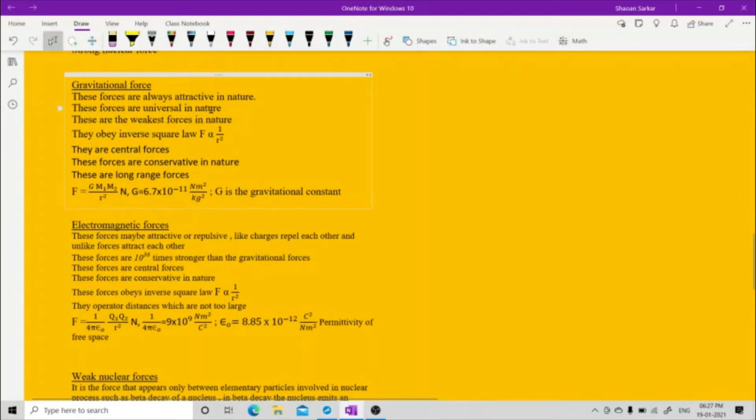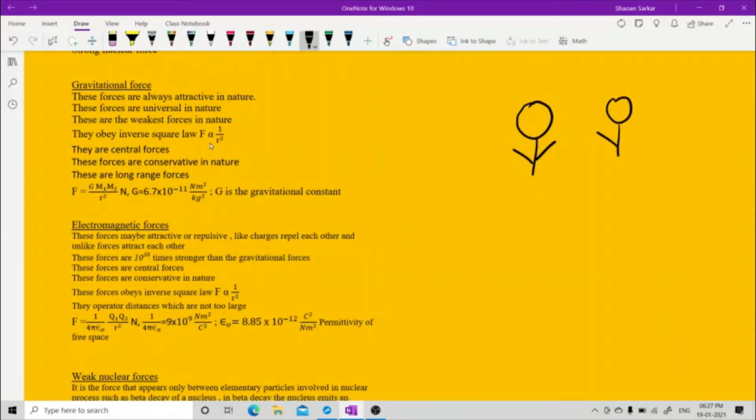Gravitational forces are always attractive in nature. These forces are universal in nature. It is the weakest force in nature. Why weakest? I'm telling you. Suppose your friend is standing here and you are standing here. There is a gravitational force between both of you. You are pulling each other, but it's so little that you don't come and stick together. Even between you and the earth, the earth is pulling, you fall down towards the earth, but you don't stick to the surface of the earth. You can move here and there. That's the thing. It's the weakest force in nature.